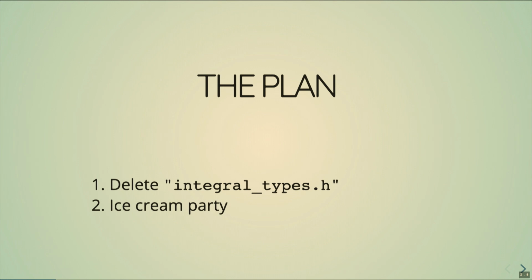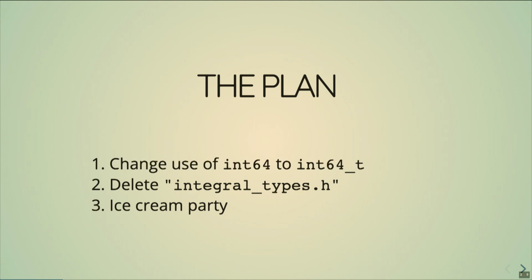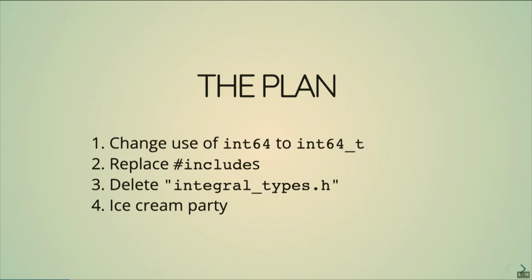But we can't just delete integral_types.h. If we do that, everything's going to break, right? Everything depends on this. It's the very bottom of the stack. So if we're going to do that, we first need to change every use of int64 in the entire code base to be int64_t. And we can't just do that. We also need to replace all of the includes of integral_types.h with <cstdint>, the header that the standard defines.